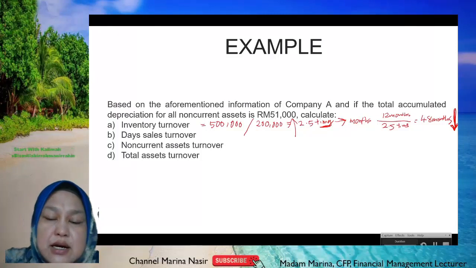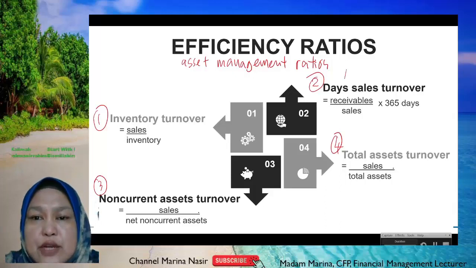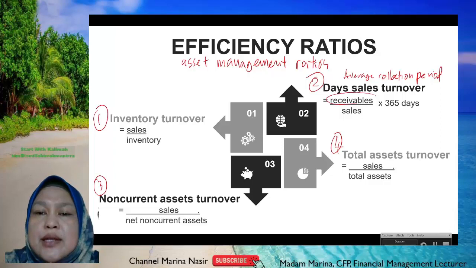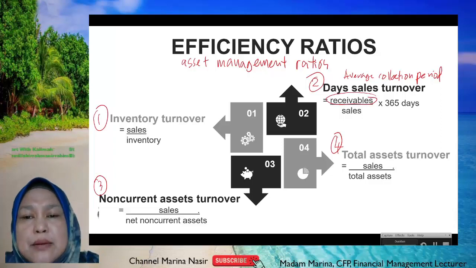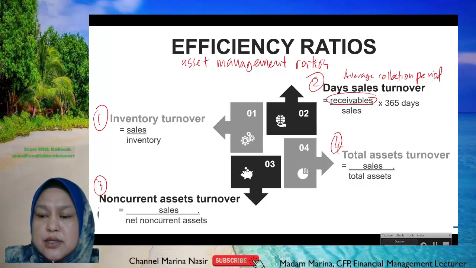Next, for day sales turnover or average collection period. Why we have to calculate this ratio? We have to calculate this ratio because we want to know how long our receivables take to pay their debts. Berapa lama kita punya penghutang ataupun account receivable boleh bayar dia punya hutang. So let's look at the example.